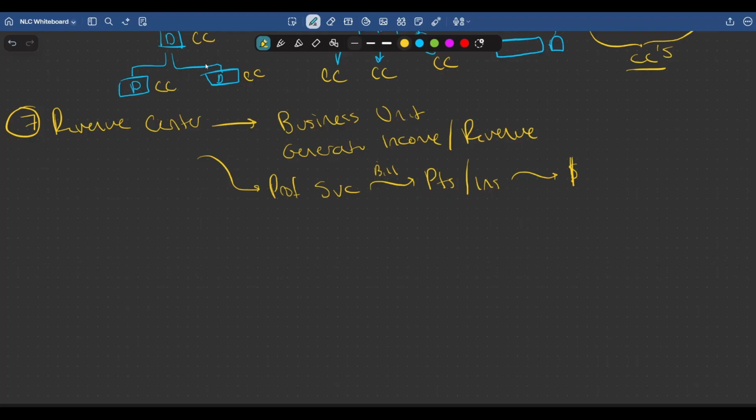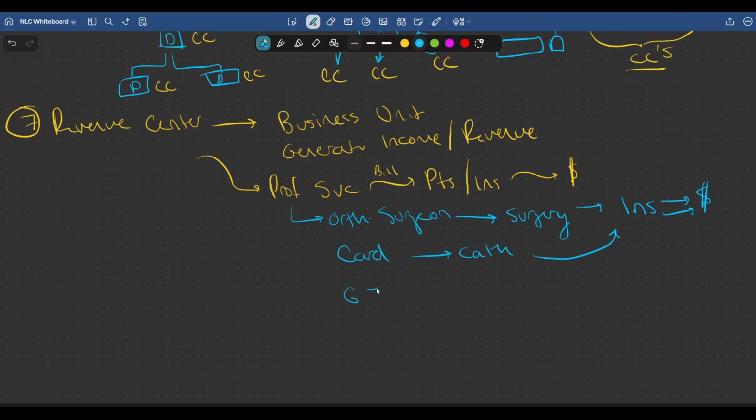So examples of this would be an orthopedic surgeon who does a surgery and bills the insurance company, and that generates money. Or a cardiologist who does a cath procedure. They bill the insurance company, that generates money. Or GI does a colonoscopy, bills the insurance company, that generates money. All of these would be examples.